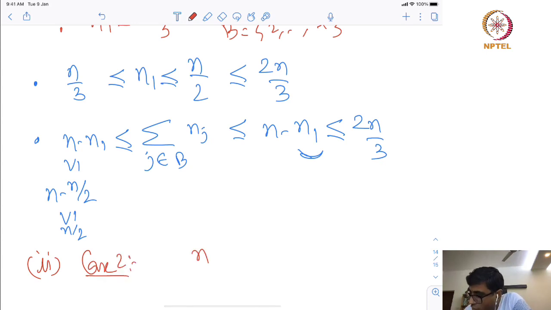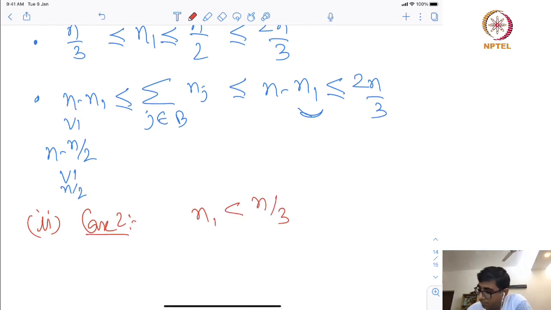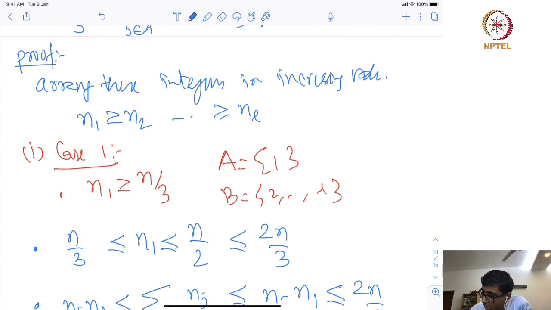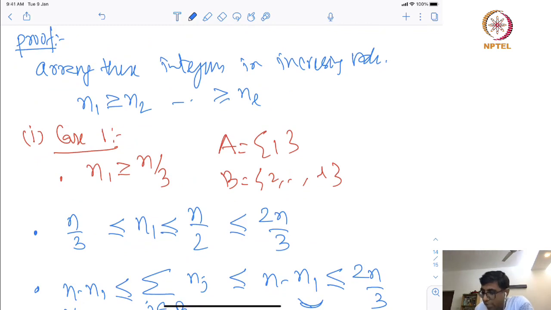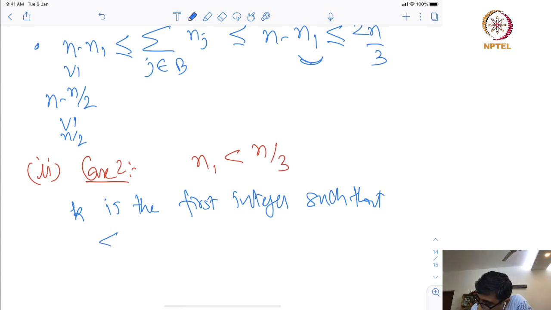Case 2, so what is the complement of case 1? If n1 is strictly less than n by 3. Okay. Now, let us say k is the first integer such that, so you are counting, I am just counting what is the first integer k such that this number is greater than half. K is the first integer such that the summation j going from 1 to k of nj is greater than or equal to n over 2.